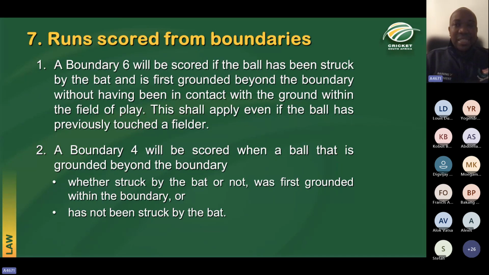So let me repeat that. The bowler bowled a bouncer, the batter missed the ball, it hit the helmet of the batter and flew over the field, over the boundary, and landed in the stands. Okay, so the ball has not touched the field of play. What will the umpire signal for that particular incident?